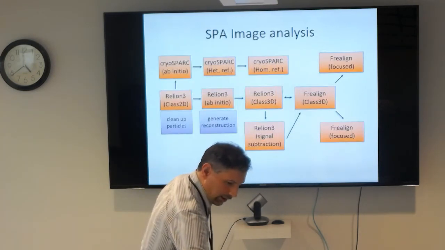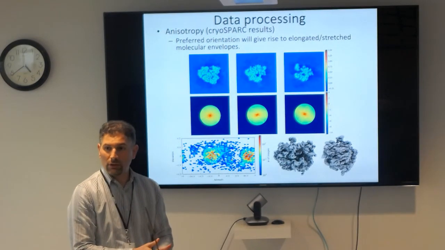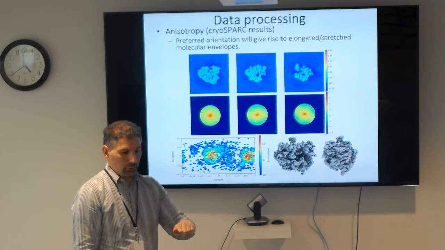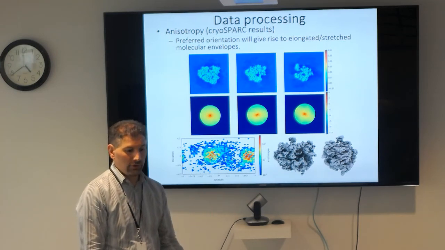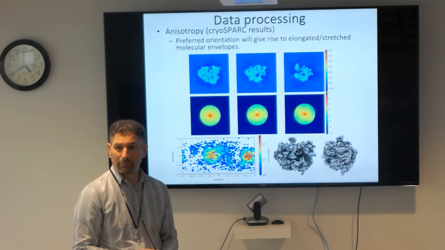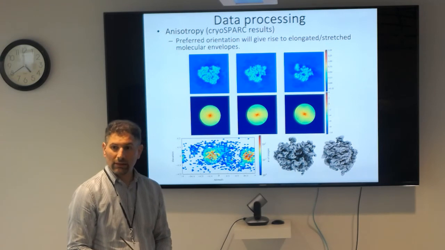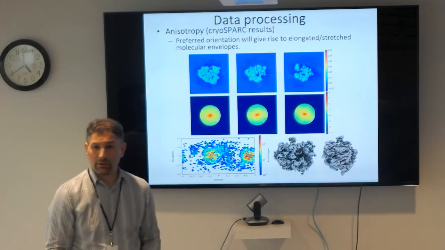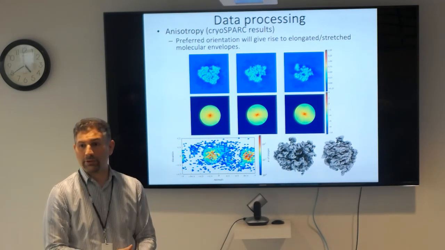Other ways of dealing with anisotropy, obviously, is using the tilt strategy, where you collect data at multiple tilt angles, and this gives you additional views, and with the additional views, you can deal with the anisotropy. Spotiton is supposed to be good with dealing with preferred orientation. That's another strategy, and you can obviously combine the two together: do Spotiton and then collect at multiple tilts as well.